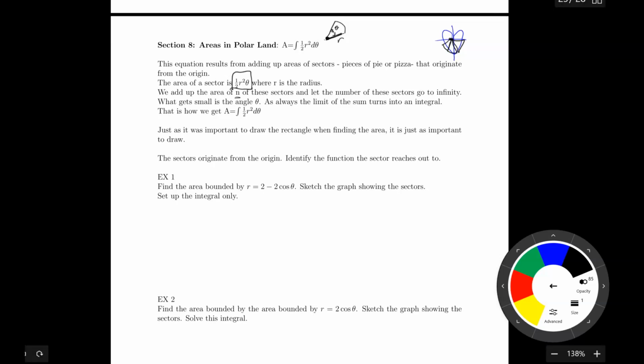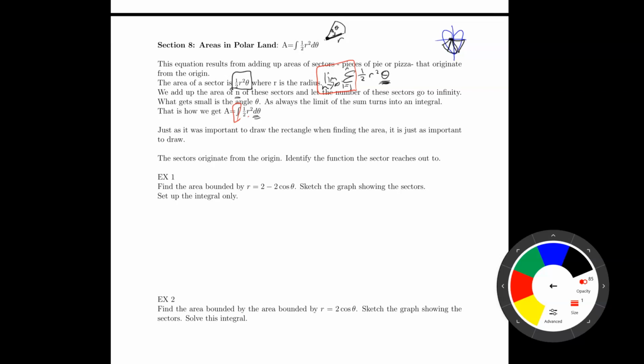So I'm going to add up n of these sectors. The sum from i equals 1 to n of 1/2 r squared theta, right? And I'll break them all up. We're not going to do it the long way and do a take-home quiz on this or anything like that. I'm going to let this angle get small. That angle getting small is going to turn into my d theta, and then I'm going to take the limit as n goes to infinity, and you remember that the limit of this sum is the integral, right? So the integral of 1/2 r squared d theta. That's how we're going to find the area bounded in polar coordinates.